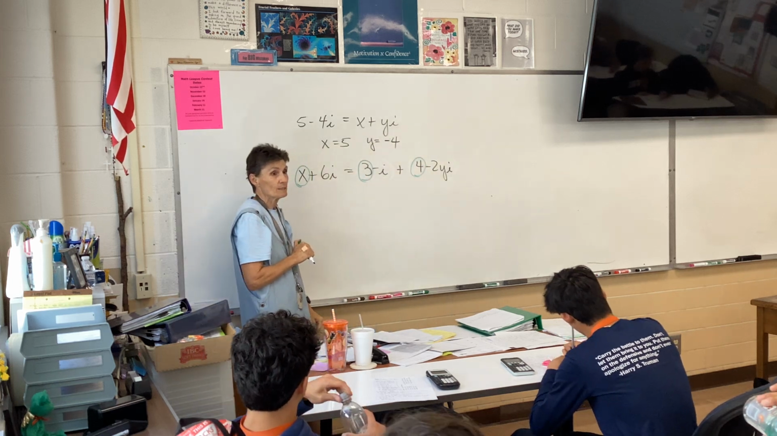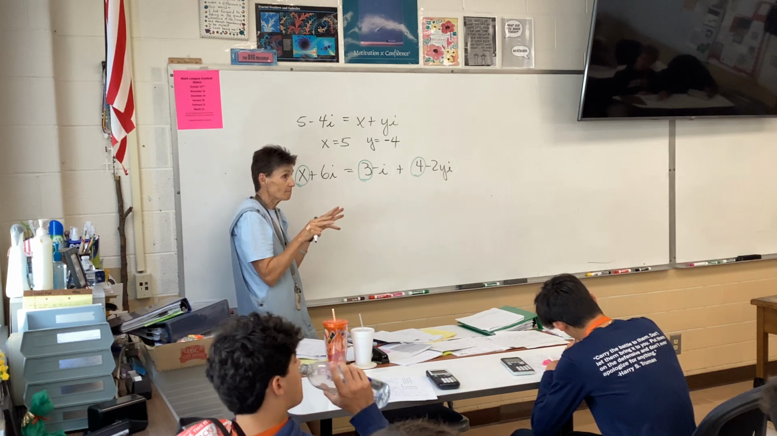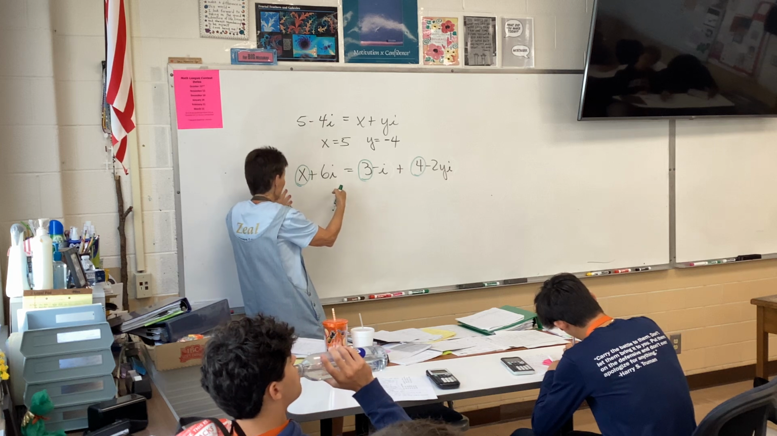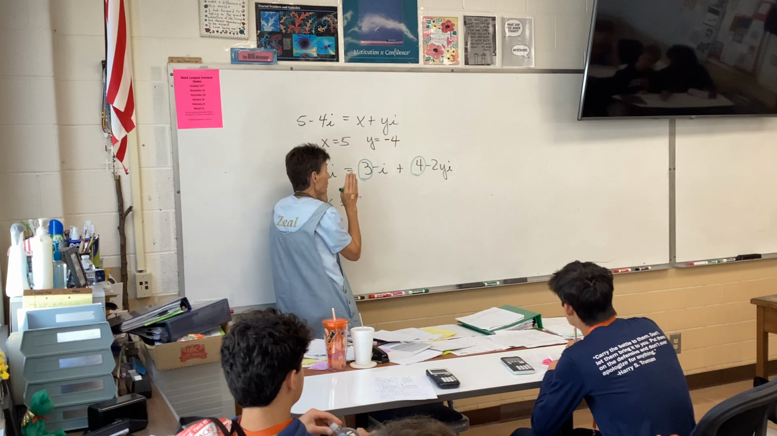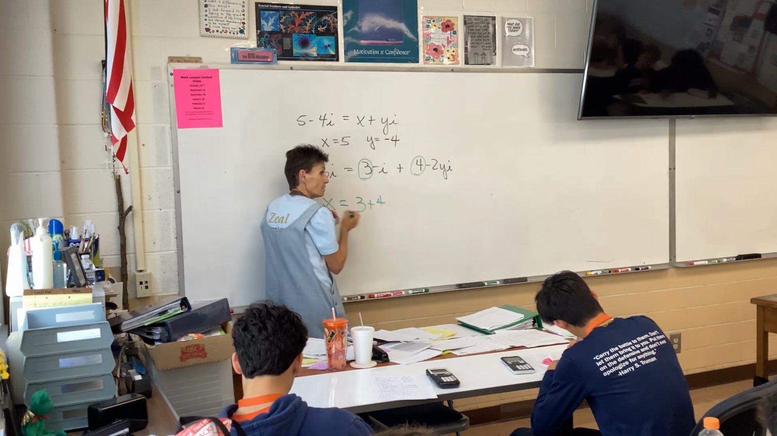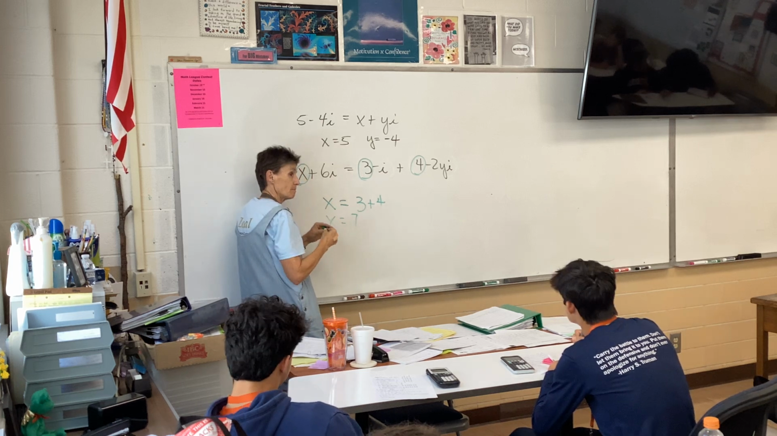Would everybody agree that in green are the things without i's? Yep. So whatever is green on this side, and the only thing over here is x, is going to equal whatever is green on that side, which is 3 plus 4. So x equals 7. It's that easy.